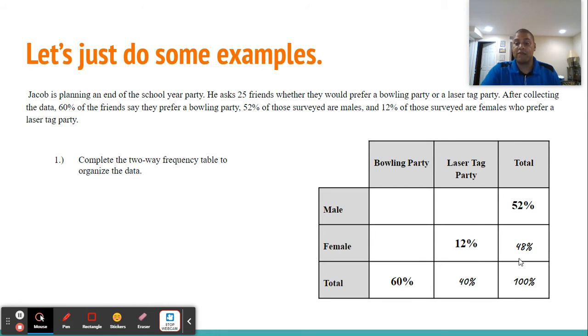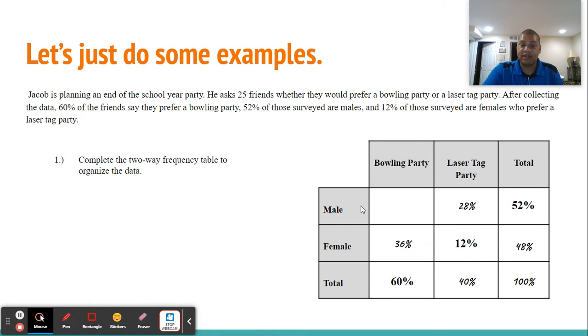So what am I doing here? I'm using these totals, right? The totals that I know, and we always know the total of the totals is 100%. I subtract back from that to figure out the rest of these, right? 100 minus 60 was 40, 100 minus 52 is 48. And then once I know these two totals, I can work back to find these next ones, right? 48 minus 12 is 36, 40 minus 12 is 28. So I'm working my way backwards there.